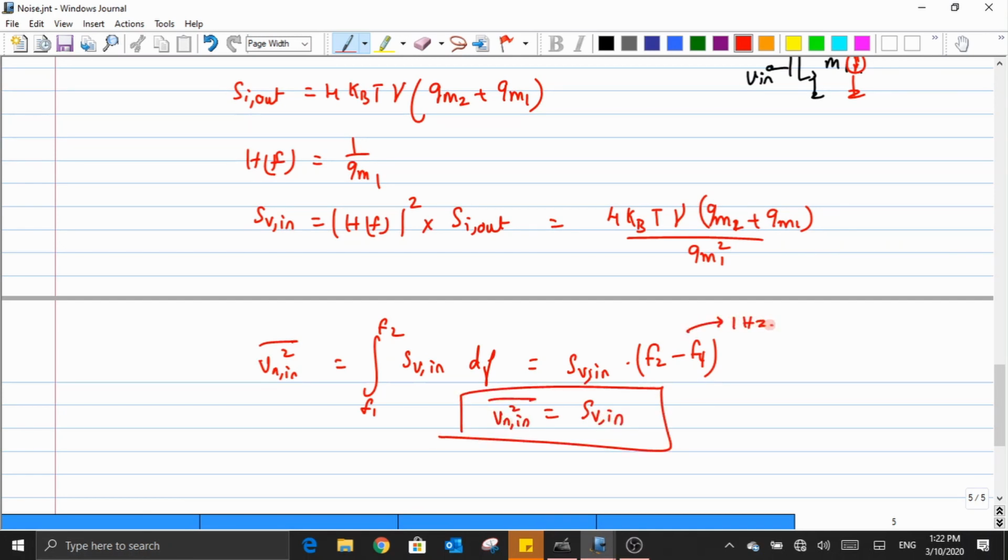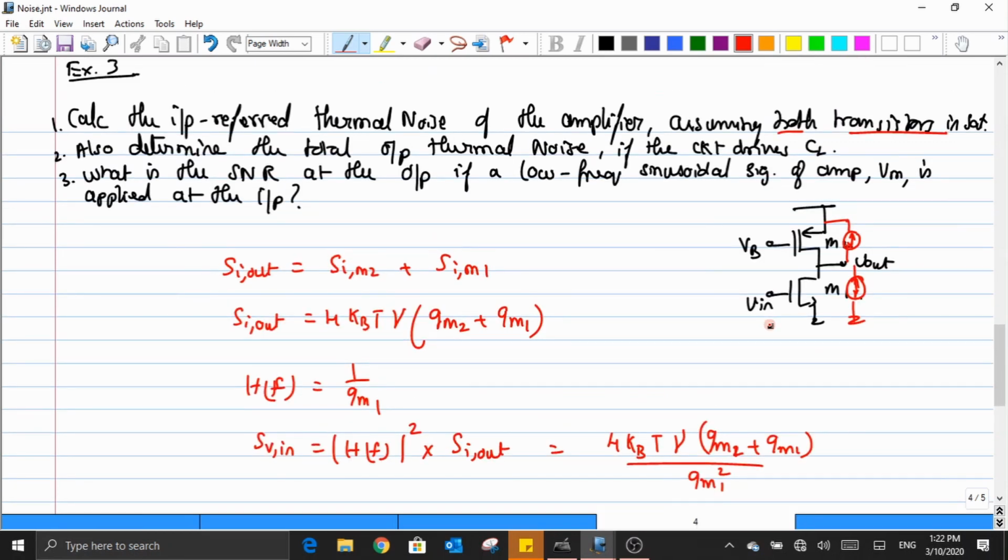So now that we are done with the first part, let us do the second part. The second part is to calculate the total output thermal noise if the circuit is driven by a capacitive load. Clear? So I have to add a capacitor at this particular node. Okay, and also clearly you can see that there is a total term that is sitting here, right? Now let us try to compute this value.